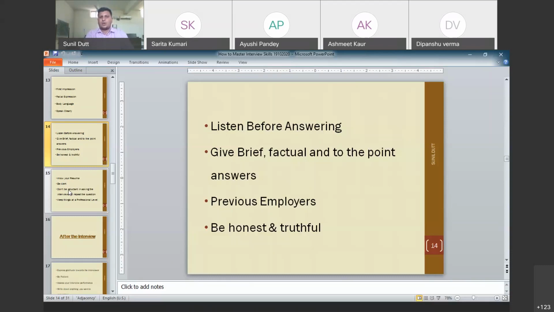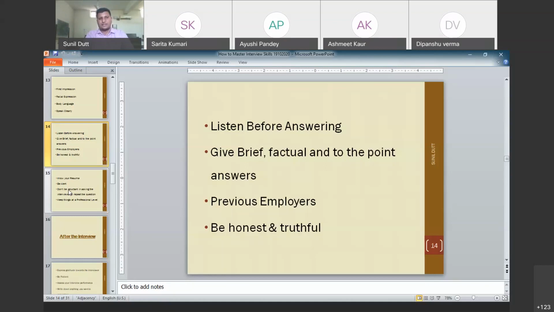Suppose you had a problem adjusting there and you left the job, you can present it in a way that the policies changed with the passage of time with the previous company. So probably I thought it's better to move somewhere else. This is how you can present your points rather than saying anything negative about the previous employers. Then be honest.